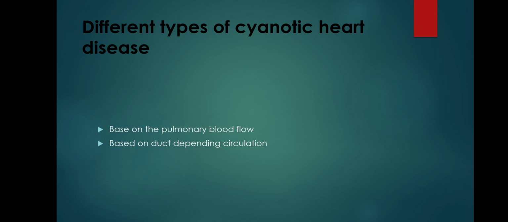After that, how do we diagnose that the child has congenital cyanotic heart disease? By 3 tests. First, check the saturation. If the saturation is less than 89%, then we do the hyperoxia test. If the hyperoxia test is positive, the child has congenital cyanotic heart disease. Then we divide these patients into 2 types, based on the pulmonary blood flow and also based on the duct dependency. One is increased pulmonary blood flow and the other is decreased pulmonary blood flow.